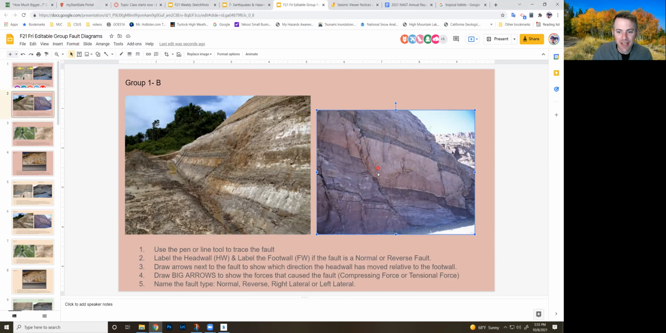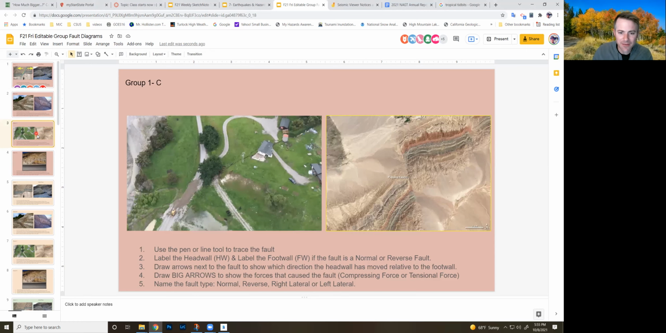Here's one in Arches National Park. And for this one, I'll tell everybody right now, just to help you remember. For the third slide in your group, these two pictures right here are overhead shots. These are both strike slip faults. You just have to tell me if they're right or left lateral. So still draw the line across, but there's no head wall, there's no foot wall for this. Just tell me if they're right or left laterals.